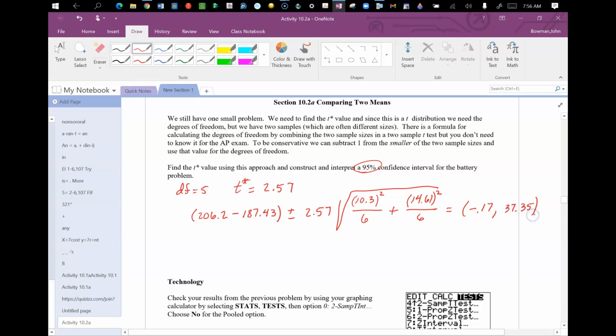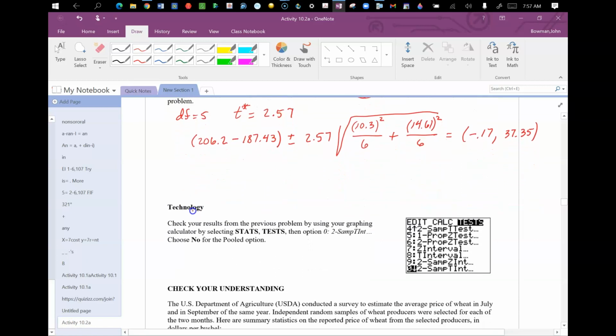And how would we interpret that? This you have to pay close attention to. We took generic minus Weitzel core, so we would interpret that something like this. We are 95% confident that generic batteries last anywhere from 0.17 minutes less to 37.35 minutes more than Weitzel core energy batteries.